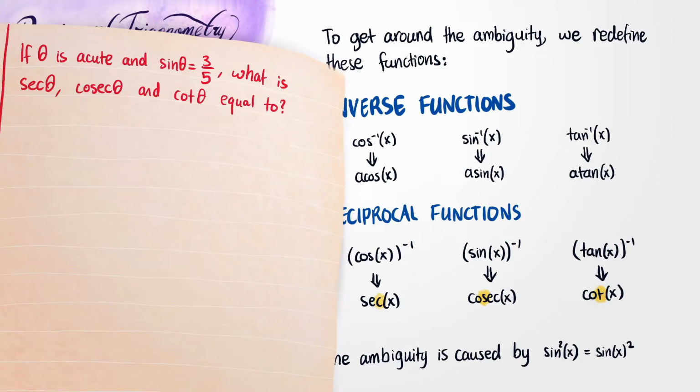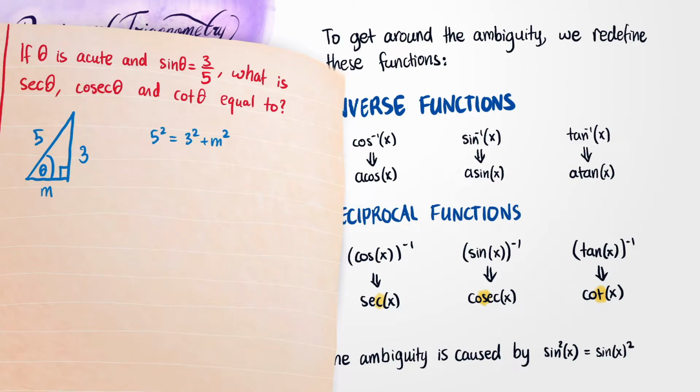So the problem's pretty straightforward. If theta is an acute angle, and sine theta is equal to 3/5, what is sec theta, cosec theta, and cot theta equal to? Now to actually solve this problem, let's go ahead and just visualize it with a triangle. Because we know that the sine of theta is 3/5, then the opposite side divided by the hypotenuse is also 3 and 5. Now we can find this missing side over here by using Pythagoras' theorem.